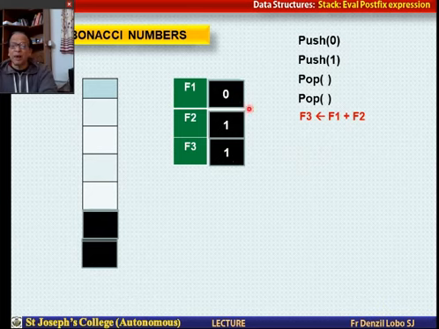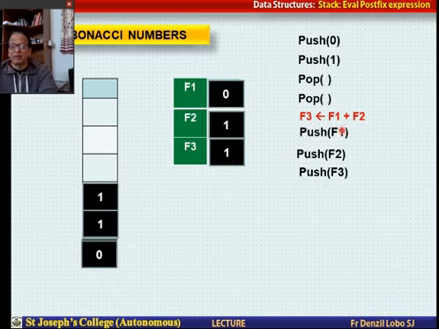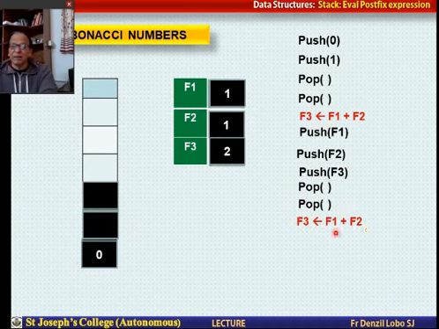Now what do we do? Now we push F1, push F2, push F3. This is what we are doing. Then again you pop. So that goes into F1, 1 is popped. F2 also 1, and F3 becomes F1 plus F2. It becomes 2. So then you are pushing that again.